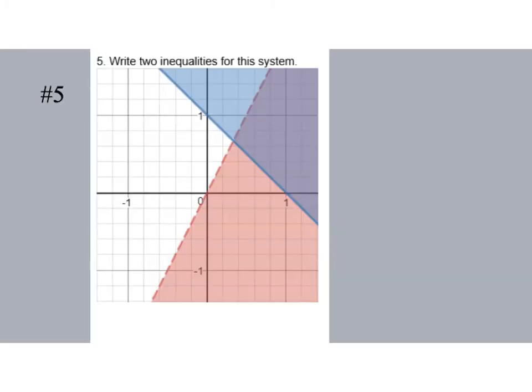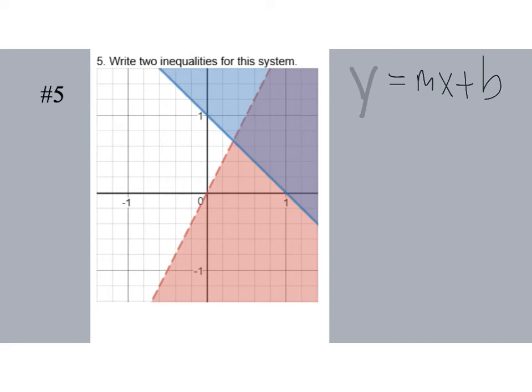Alright, for number 5, what we're going to do is we want to write two inequalities for the system. So I think I'm going to start with this inequality here, the one with the blue. And I'm going to write an inequality for that. The format I'm going to write it in is y equals mx plus b format, because what I'm looking for is the slope and the y-intercept of this blue inequality. Now, of course, this is an equal sign, but with a shading, that's not going to be equal to.